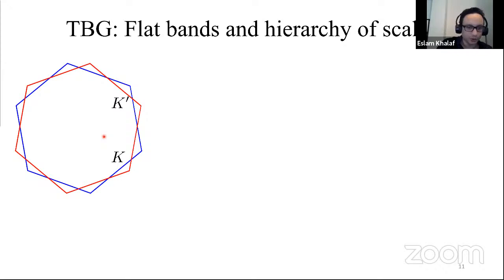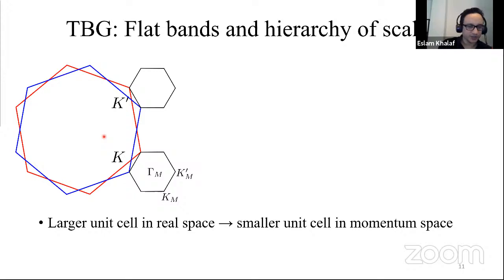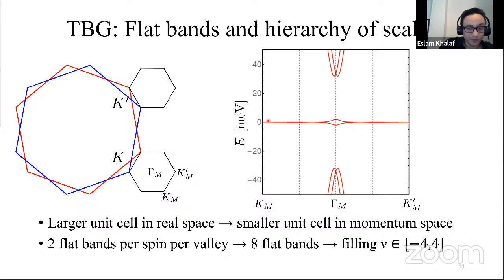We can understand the appearance of this Brillouin zone simply by the fact that this twisting introduces a very long wavelength pattern in real space. It essentially enlarges the unit cell in real space, and due to the reciprocal relationship between real space and momentum space, this would shrink the unit cell in momentum space. And if we are interested in low energy physics, we can just focus on the energy momentum relation inside these two hexagons. And if we look inside one hexagon, we find exactly the version I showed you earlier in the slides, where we have two flat bands.